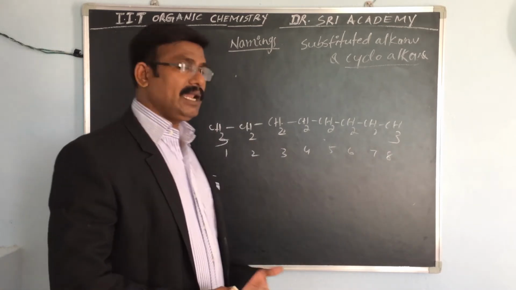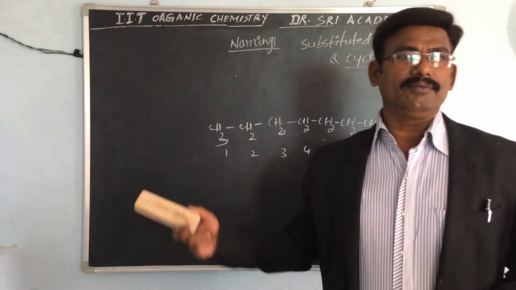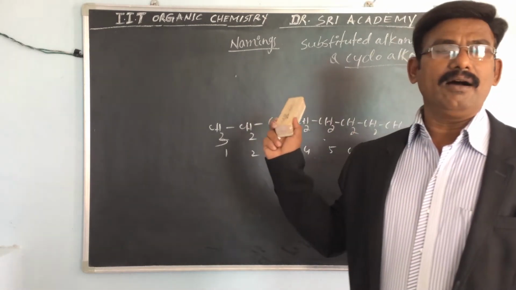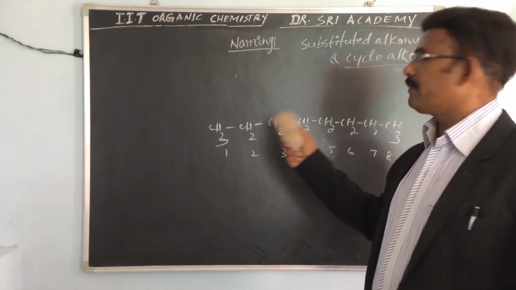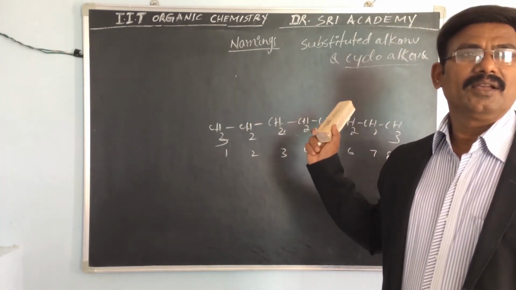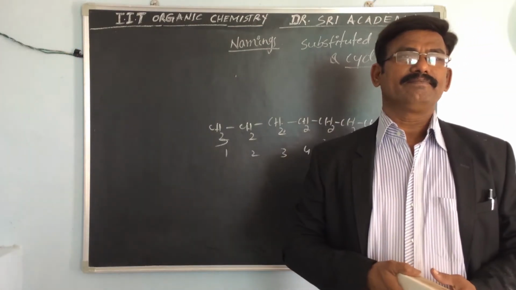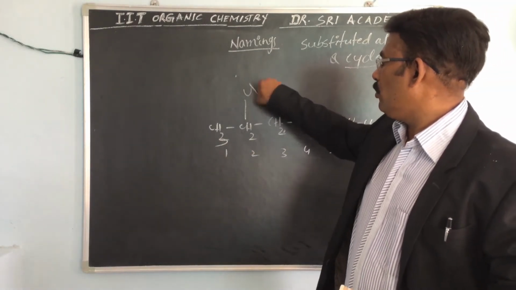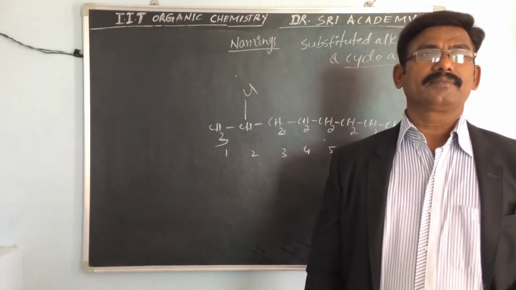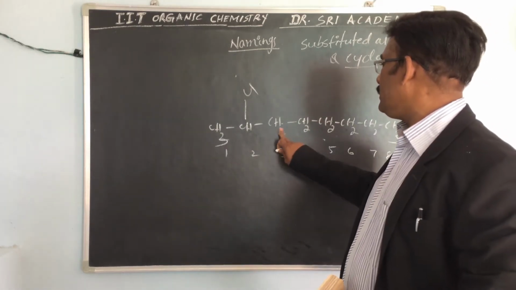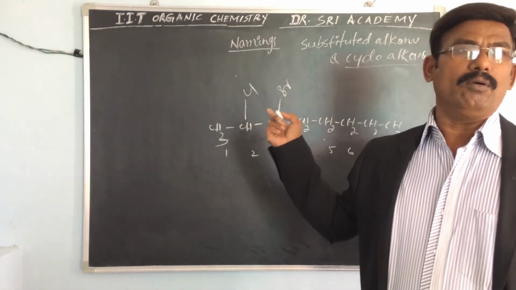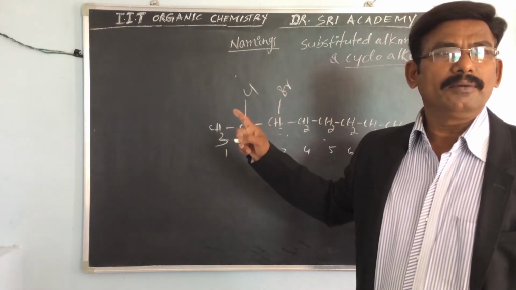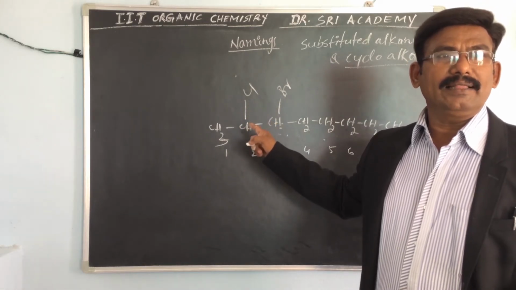So generally, the alkane is octane. Because there are 8 carbons, the alk group is oct, and with single bonds, oct plus ane is octane. In this, we have to give the substituents. For example, the second carbon contains a chloro group, the third carbon contains a bromo, and the fourth carbon contains a methyl group.